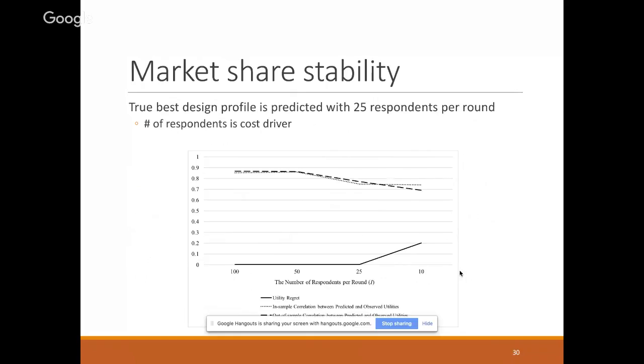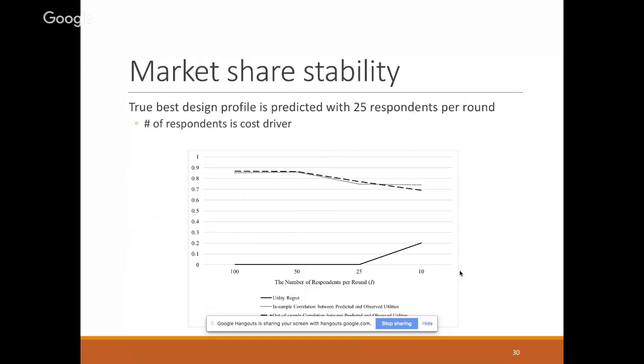Actually, the number of respondents will be the cost driver of the firm's experimental resources. So we wanted to test whether we really need 100 people for our experiment. So we reduced the number of respondents from 100 to 50 and to 25 and to 10, and saw how predictive performance would change in the simulated world.